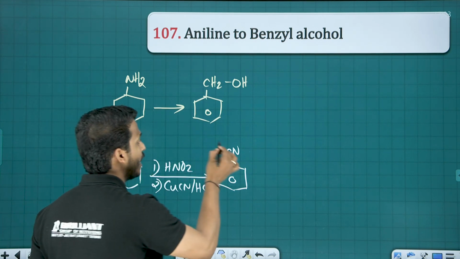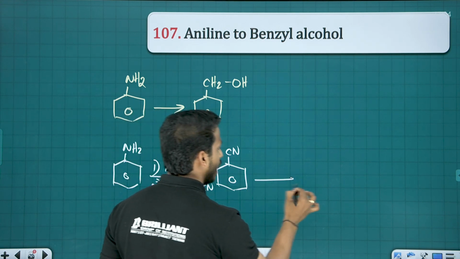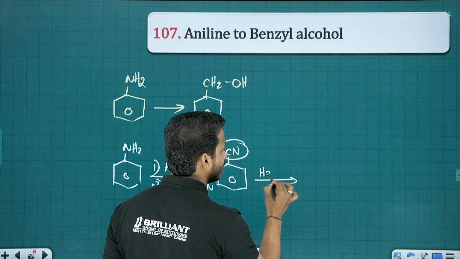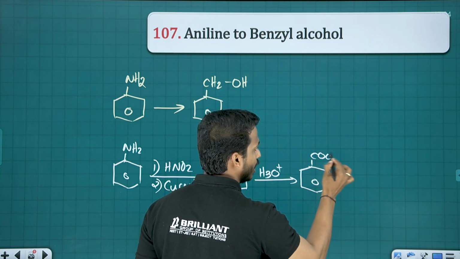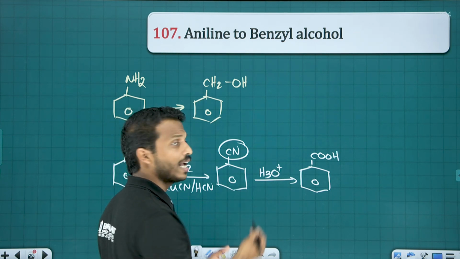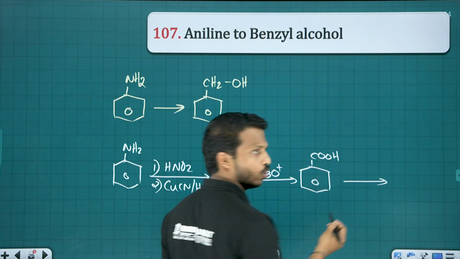Cyanobenzene. You know, how to convert cyanide into this alcohol? How is it possible? Let's convert cyanide into acid first, right? Cyanide on acid hydrolysis becomes carboxylic acid. Ready? Carboxylic acid on strong reduction, you get which one? Benzyl alcohol. Yes or no?